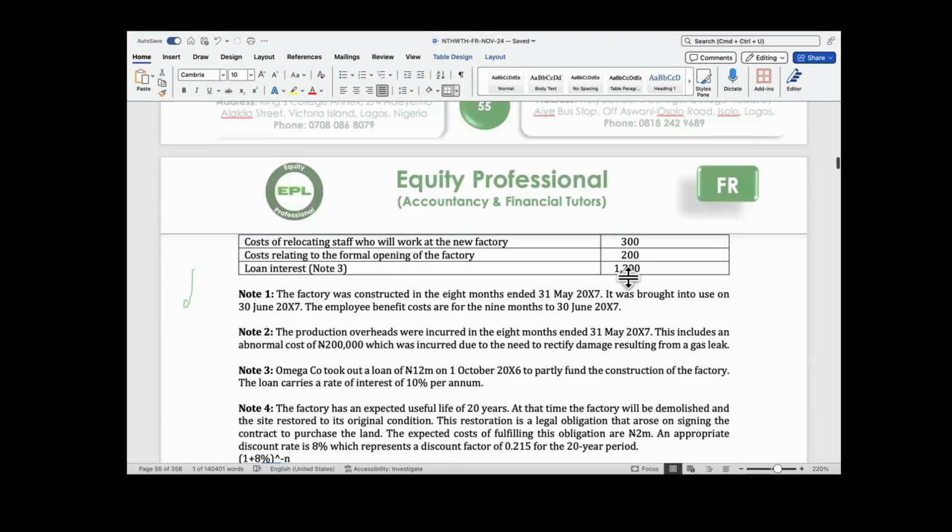Sir, so those ones that we agreed we are going to expense, basically, answering this question, we are not going to even use them at all. Exactly. We are going to treat them like they do not exist, since we are not trying to calculate expenses, we are trying to calculate the cost of this factory. That's correct. So we just omit and leave those ones. Thank you, sir.